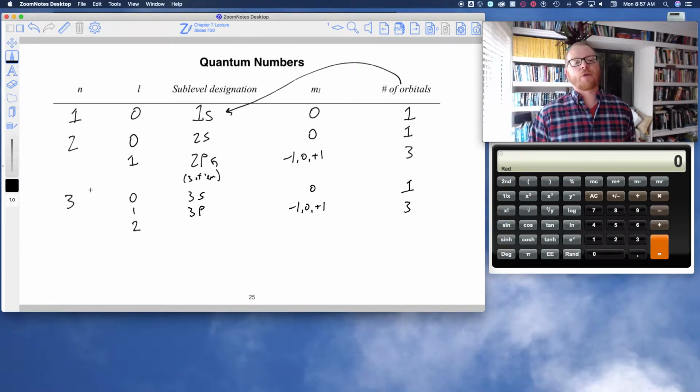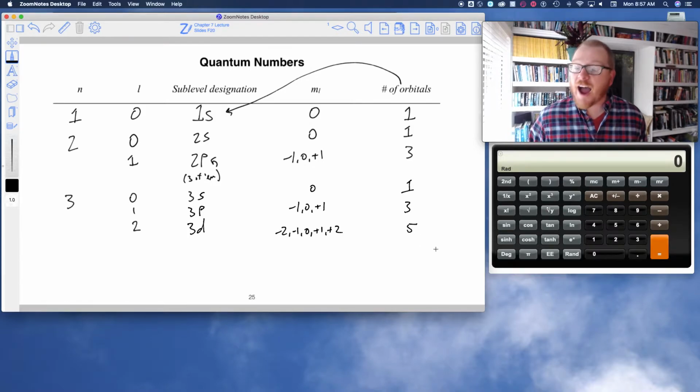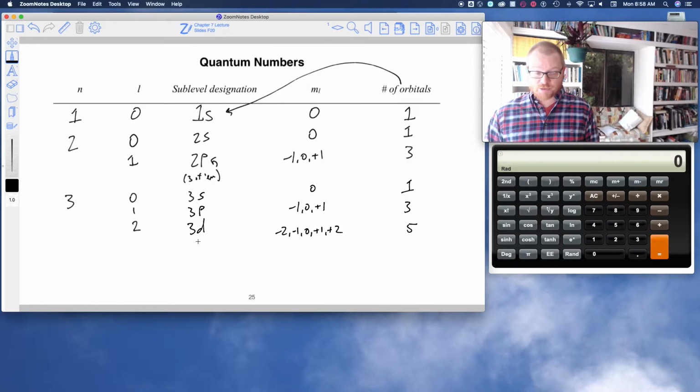Okay? What about 3 and 2? Well, when L is equal to 2, that's called a d. So now that's 3d. Okay? And now my ml values become -2, -1, 0, +1, +2. That's 5 numbers, 5 orbitals, and there are 5 3d orbitals, as we shall see.